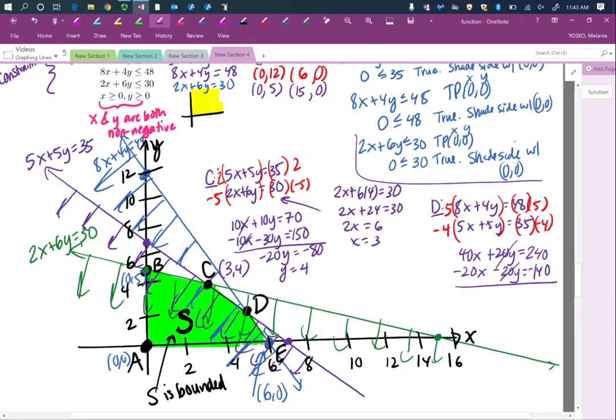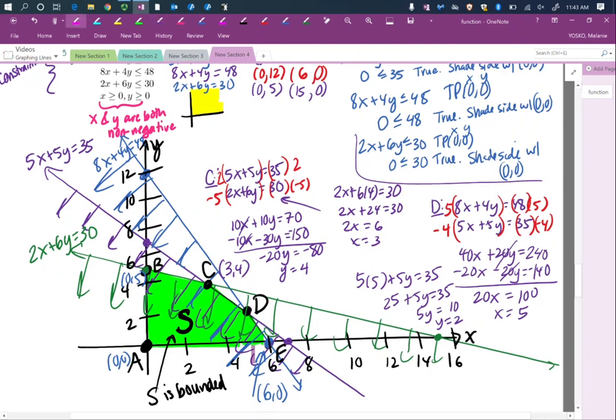So the y's cancel. We're left with 20x is 100. So x is 5. Now we plug that back into either one of the equations to find the y. I'm going to use the bottom one. 5 times 5 plus 5y equals 35. So 25 plus 5y equals 35. So 5y is equal to 10. y is 2. Does it seem reasonable that the point is (5, 2)?